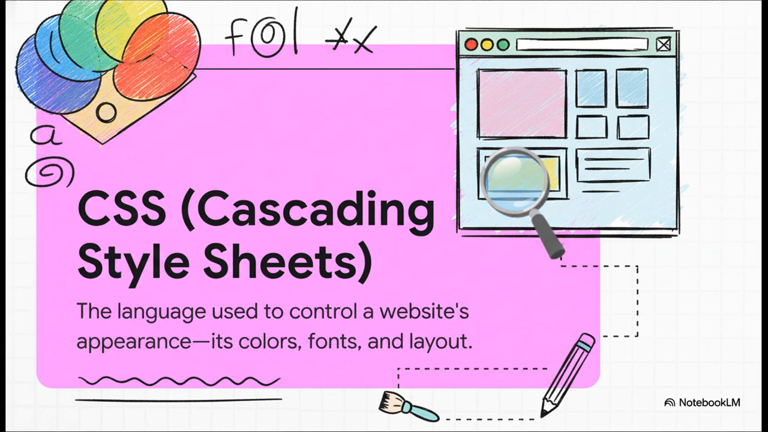CSS is the language that controls a website's entire look and feel. We're talking colors, fonts, layout, you name it. And that word, cascading, it's actually pretty important. It just means that styles are applied in a specific order of priority, kind of like a waterfall. So more specific rules will always win out over more general ones, which gives you amazing control over the final look.